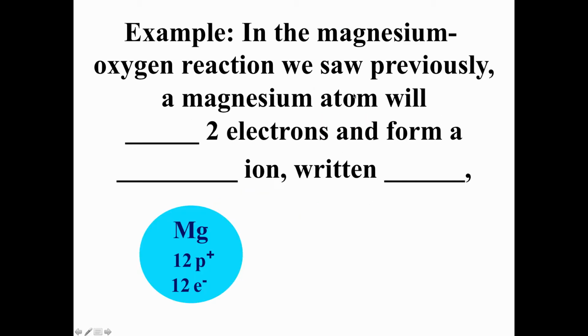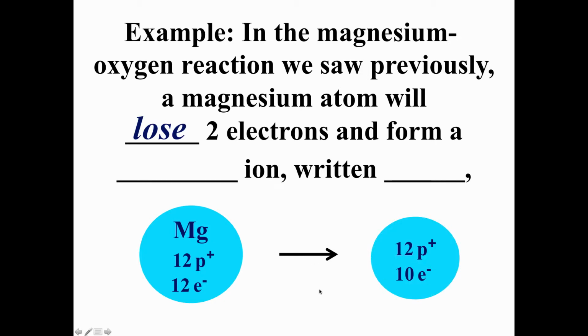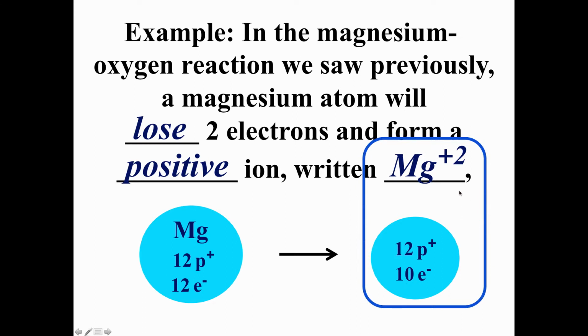If we go back to the magnesium burning example that we saw in a previous screencast, it turns out that magnesium actually loses 2 electrons. And when it does that, it goes from 12 electrons to 10. It now has a positive charge of +2, and so we would write that Mg with a superscript +2 representing that the magnesium ion has that +2 charge.